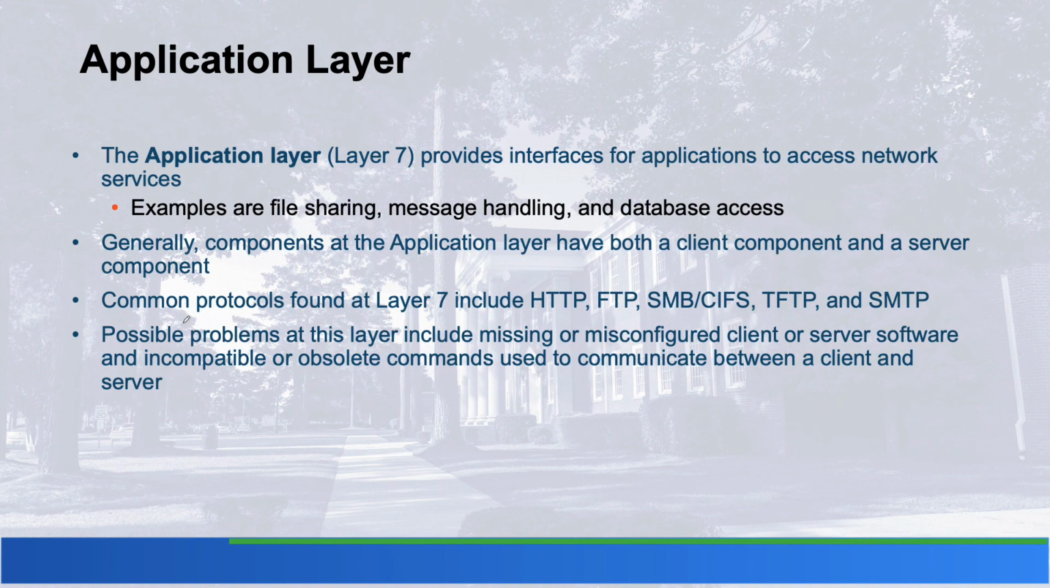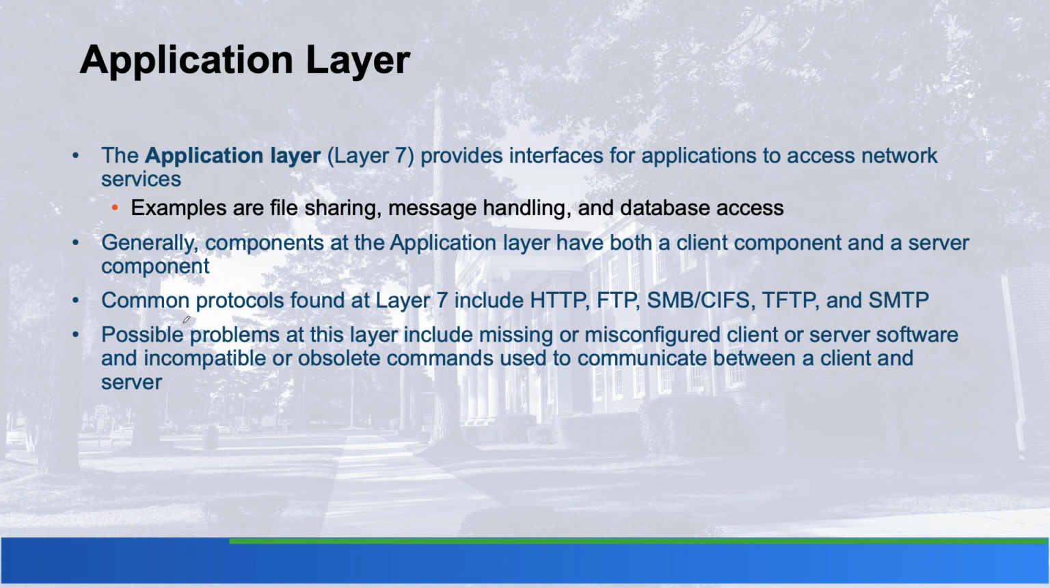So at the top we have the application layer. This is layer 7. It provides the interfaces for applications to access the network. So it makes your application aware that there is a network that it can use. Okay? So the application layer is not like applications like Microsoft Word. Those actually live above the application layer. The application layer gives the interface or the method to be able to talk on the network.